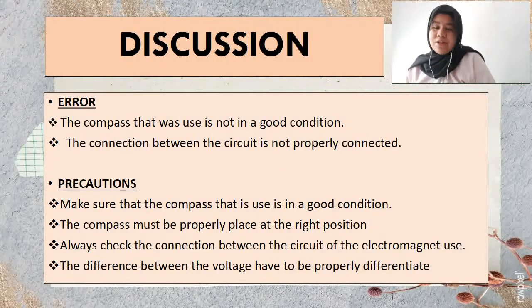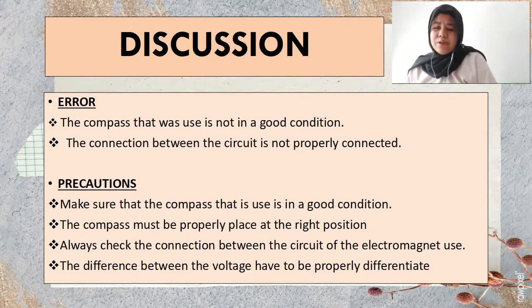In every experiment, there is always an error, although we tried hard to prevent it. The error that can be found during the experiment is that the compass used is not in good condition. This will result in a mistake in identifying the pole of the field. The second error is that the connection between the circuit is not properly connected. If this occurs, the results of the field strength produced by the electromagnet will not be accurate.